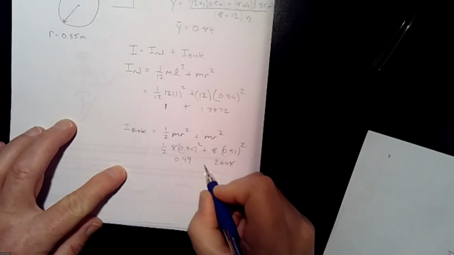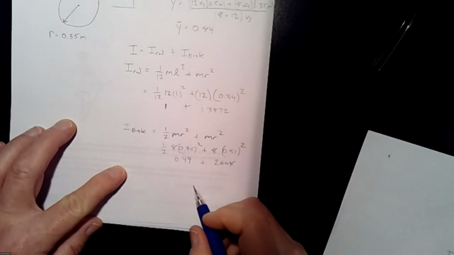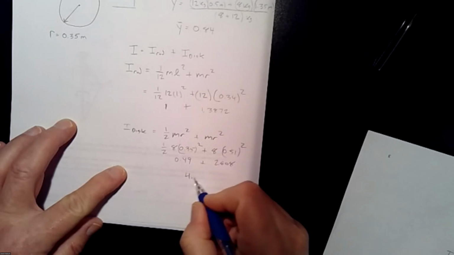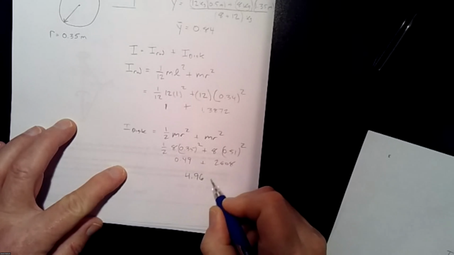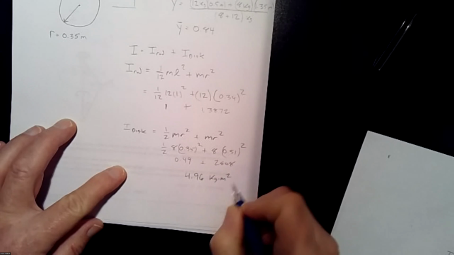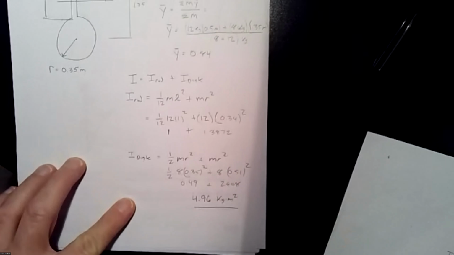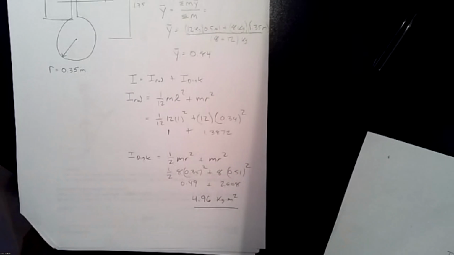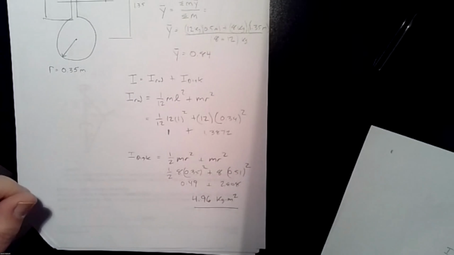And so if we add everything together, the answer is about 4.96. All right. And again, what are the units? It's kilogram meters squared. Okay. So that in and of itself isn't terribly exciting, but then we can use that to do other things. All right. Let's go back.